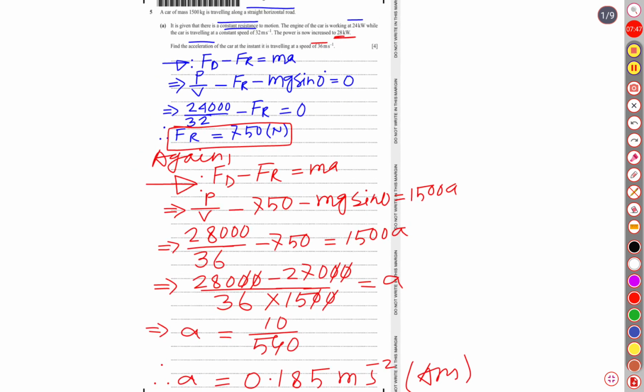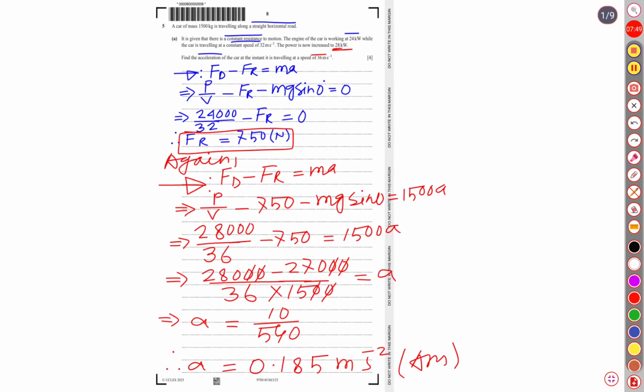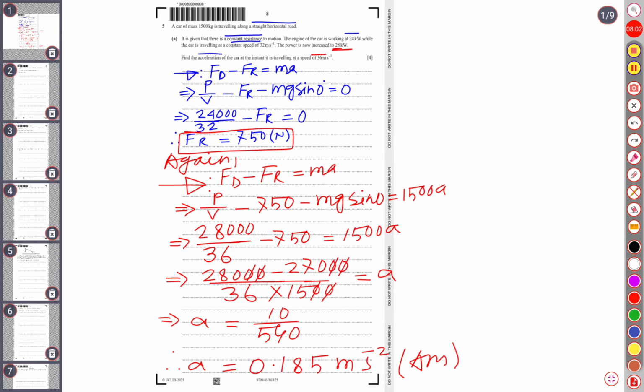They have told us to find acceleration, but as the resistance to motion was constant and it was missing, that's why first of all we have found the quantity or amount of resistance to motion. Let's move on to the immediate next question.